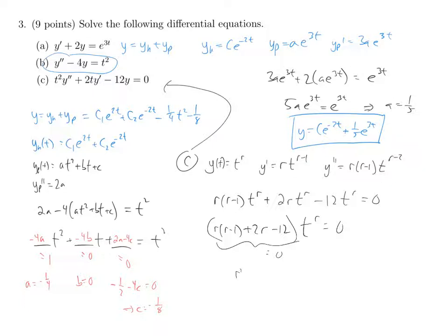And what do we get? We get r squared minus r plus 2r, so that is plus r, minus 12 equals 0. So we get r minus 3, r plus 4. One of these is positive. Which one is it? It's going to be that one. So that means that r equals 3, r equals negative 4. So y of t equals c1 t to the 3 plus c2 t to the negative 4. And that is that.